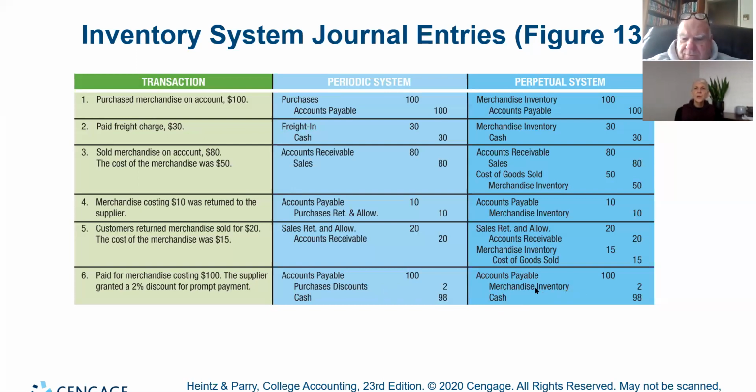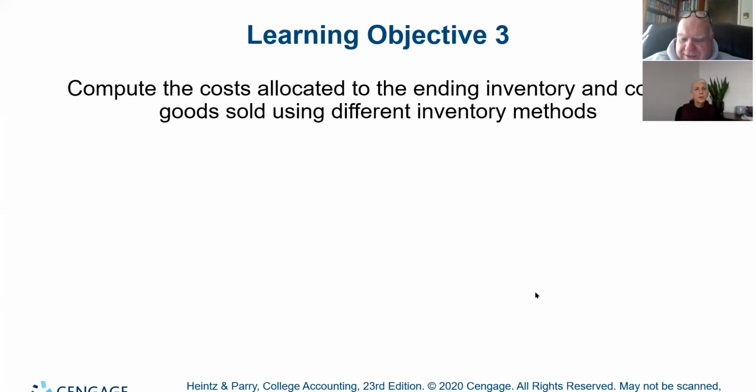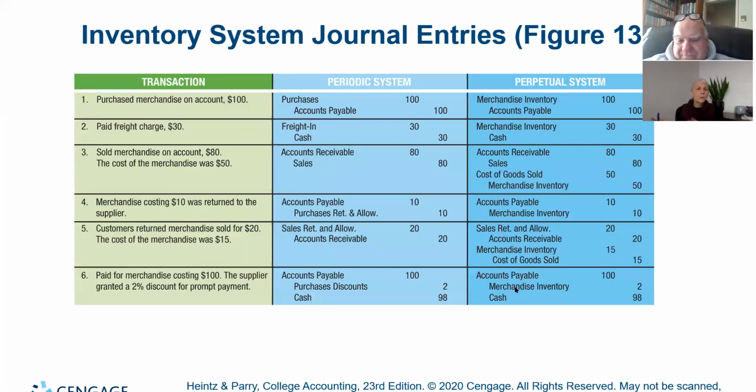Something doesn't look right, does it? Why would a company use one over the other? Oh, 99% of the world would hope to use a perpetual system, only because every day you know how much inventory you have. Every day you know what your costs are. Every day you can print out a quick income statement to see how we're doing.